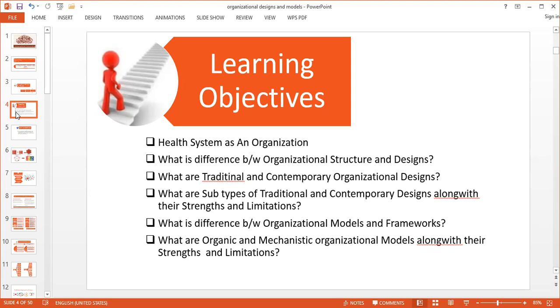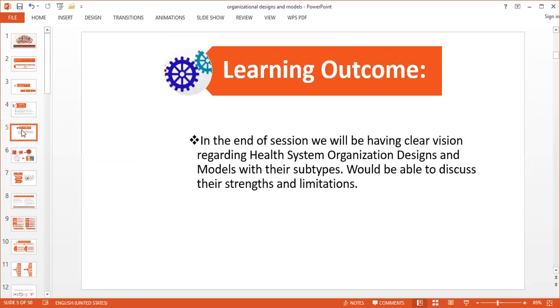What are the organic and mechanistic organizational models, along with their strengths and limitations? At the end of this session, we will have a clear vision regarding health system organization designs and models with their subtypes, and would be able to discuss their strengths and limitations.